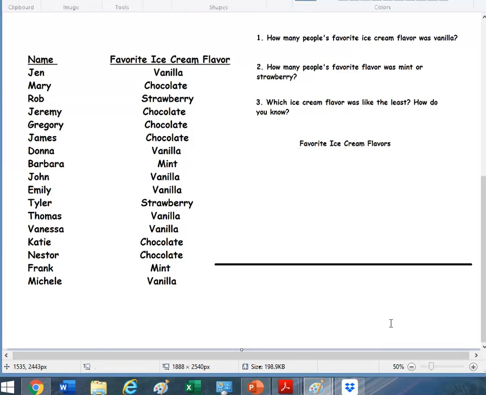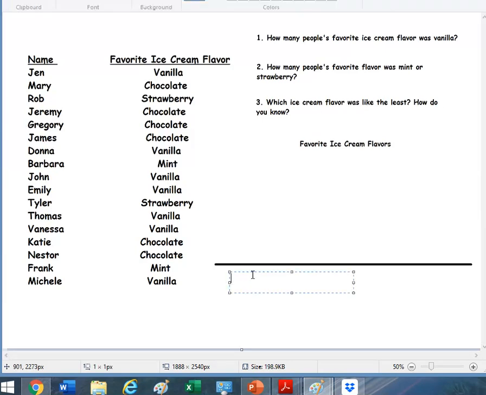Now on the bottom is the possible data categories I have. So the other day or yesterday we had numbers of the ages of people at the party. Today we have different flavors. So let's see how many flavors I have. Vanilla, chocolate, and strawberry. That's 3. And mint. That's 4. And those are my 4 flavors. So I am going to have 4 different, let's say, buckets or columns.